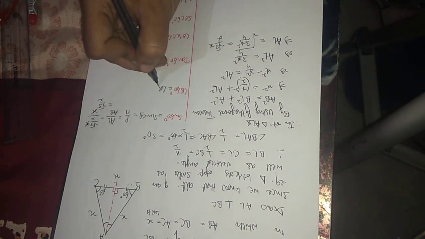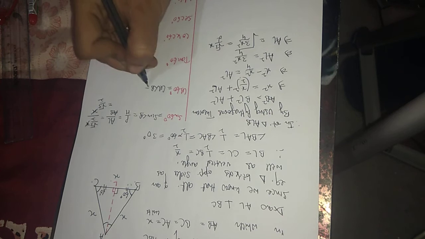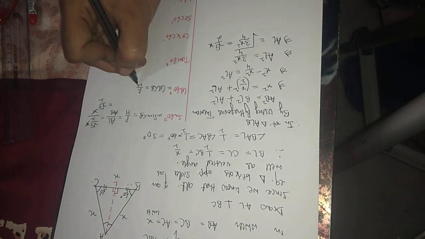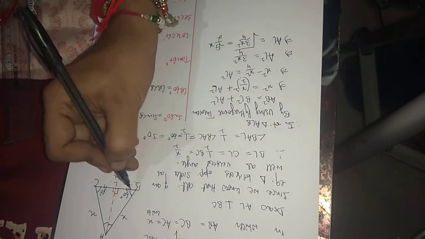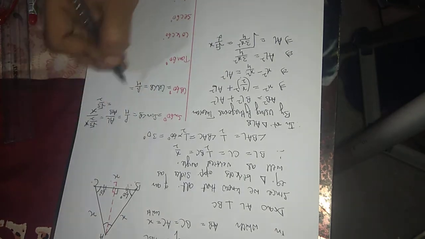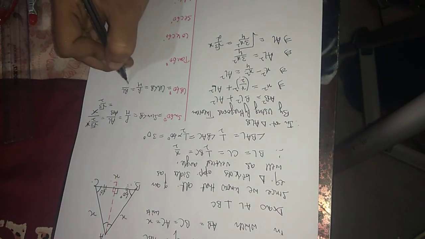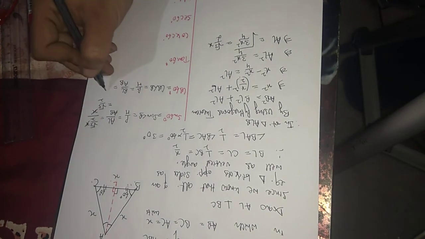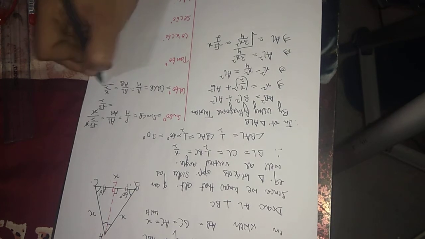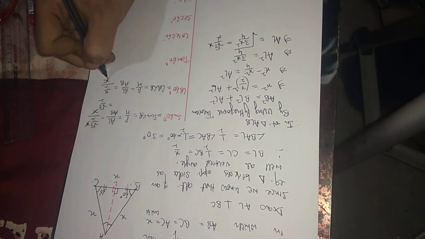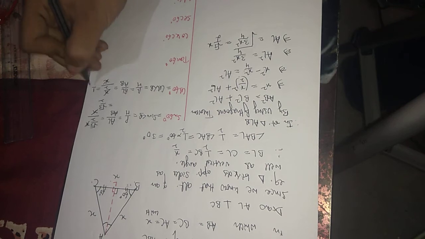Cos 60, that is cos of angle B. Cos is base upon hypotenuse. For B, what is base? Base is BL upon hypotenuse is AB. So BL we have x upon 2 and AB is x. X cancels out, it gives 1 upon 2.